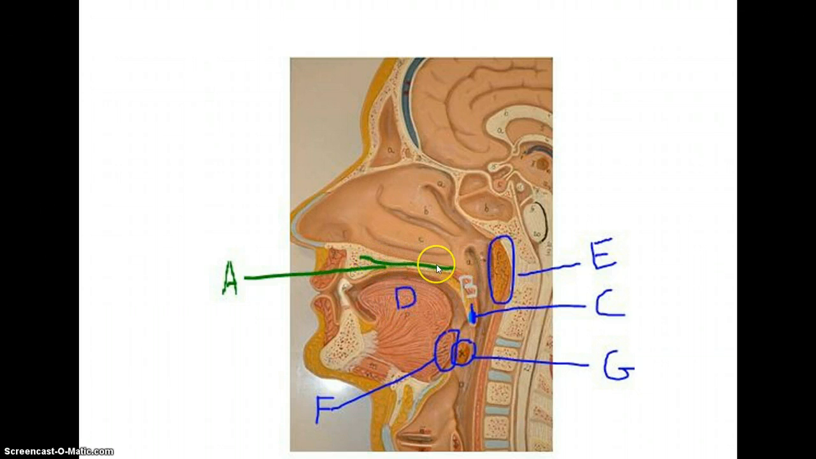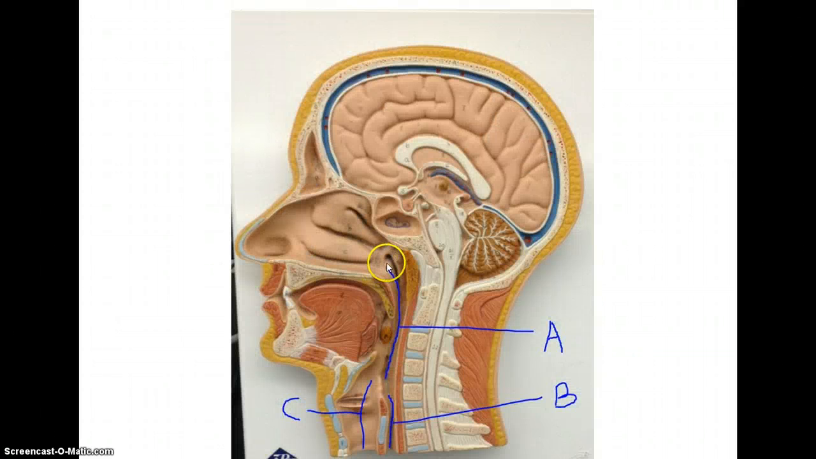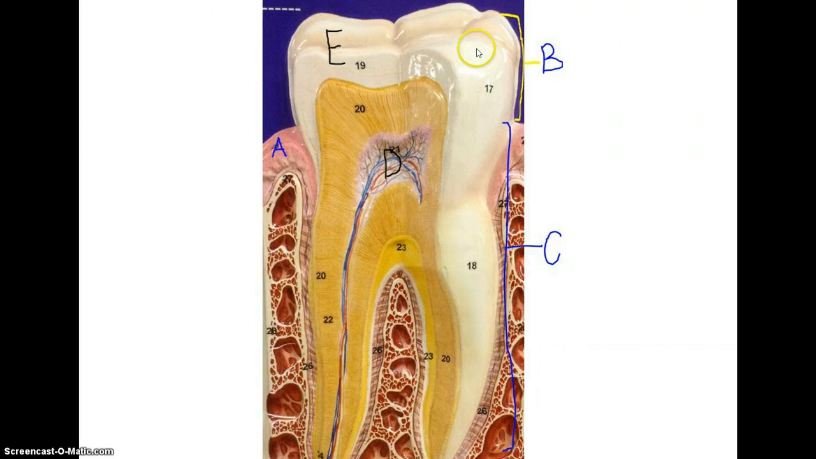Again, hard palate, soft palate, end of the soft palate, uvula. Pharyngeal tonsils, lingual tonsils, palatine tonsils. The tongue, the frenulum. Here you have the pharynx, the larynx, and the esophagus. Pharynx, larynx, and esophagus.